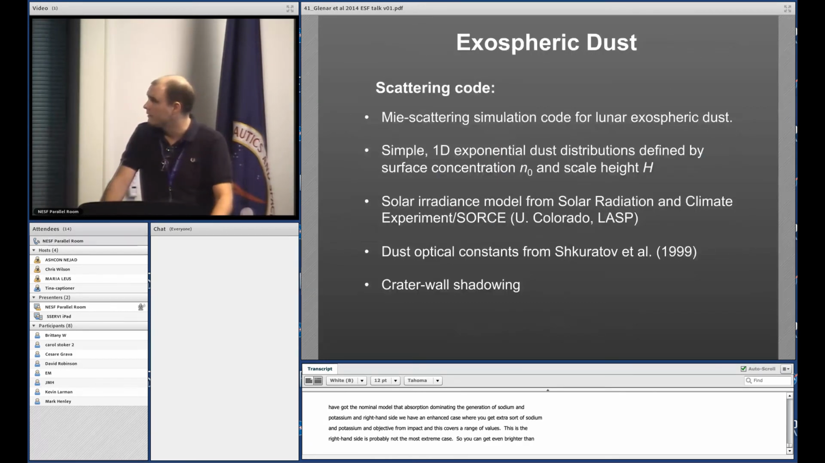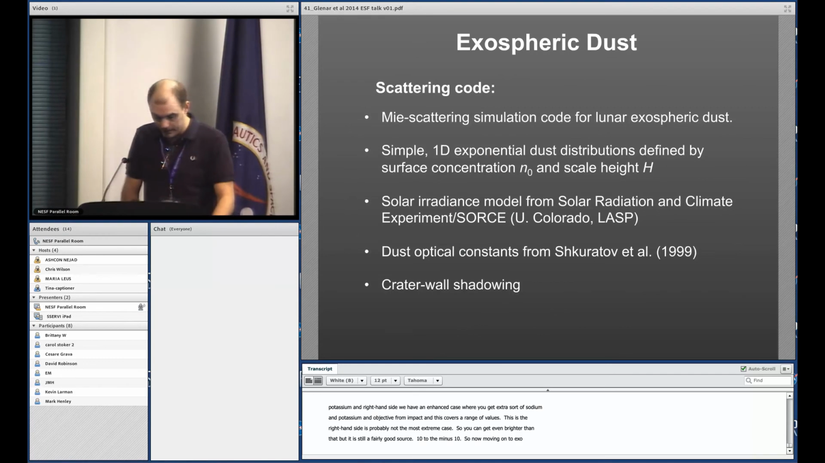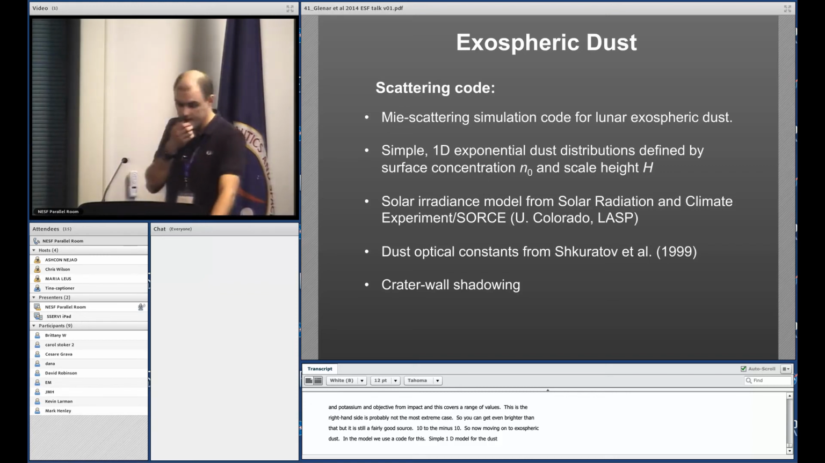This covers a range of values. In fact, the right-hand side is probably not the most extreme case, so it could get even brighter than that, but it's still a fairly dim source. Again, about 10 to the minus 10 watts per centimeter squared per steradian. So now moving on to exospheric dust.